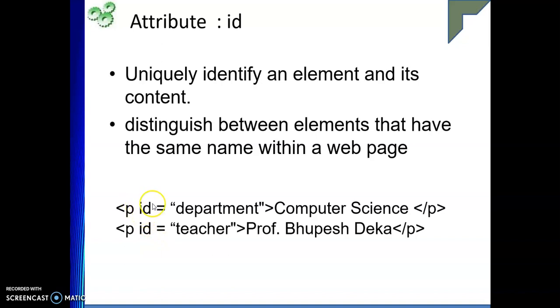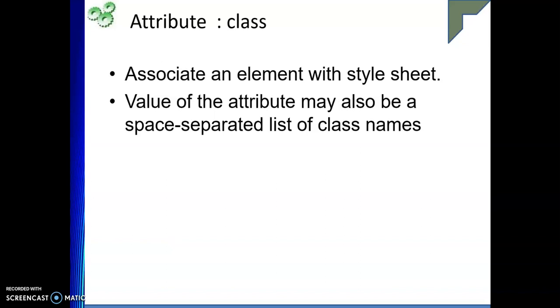But here, if I write class equal to some name, let us say class equal to blue color, and again here also I write class equal to blue color, I am having the same class name. So I can have the same class name for both of these paragraphs. But here I have written ID equal to department, so in the next paragraph I cannot have the ID as department. That is the fundamental difference between ID and class. There are a lot of differences which we can understand when we talk about the style.